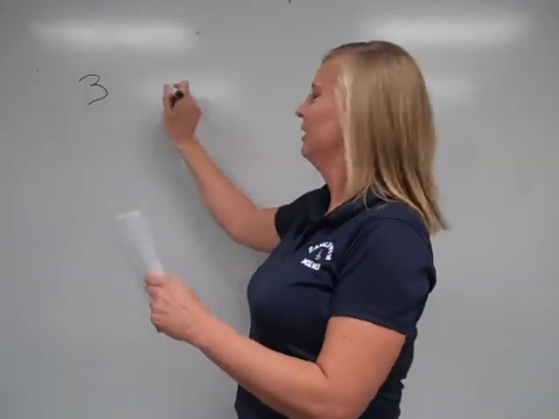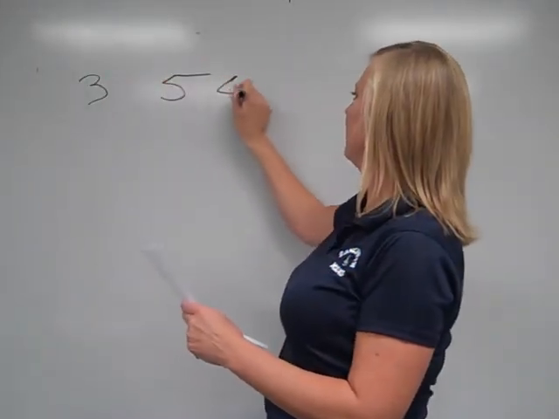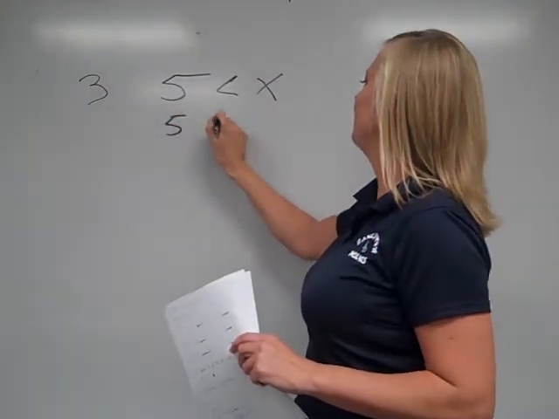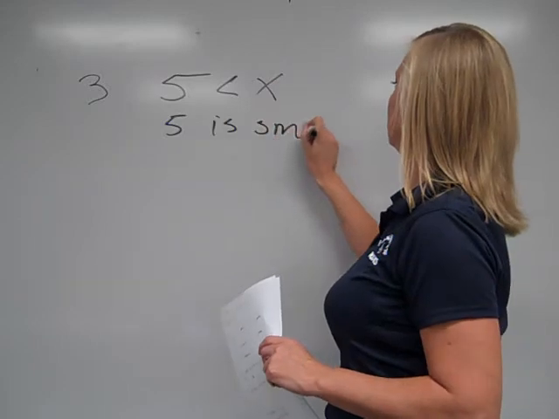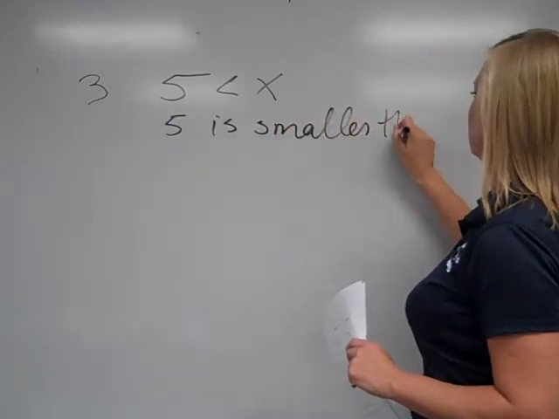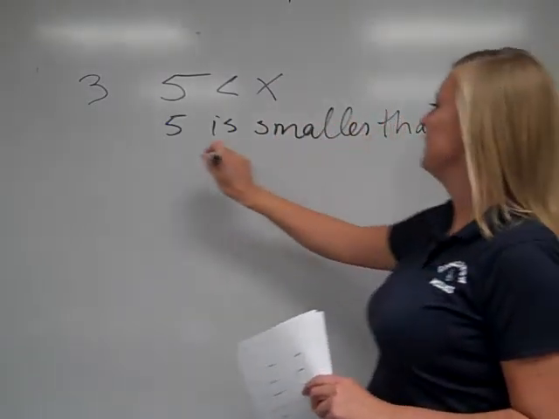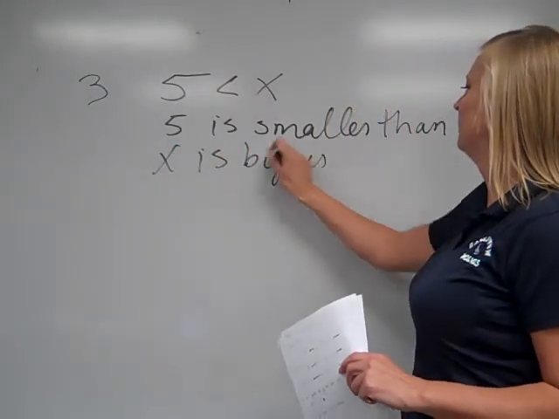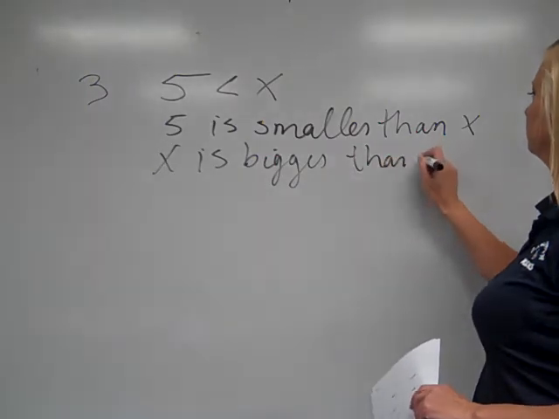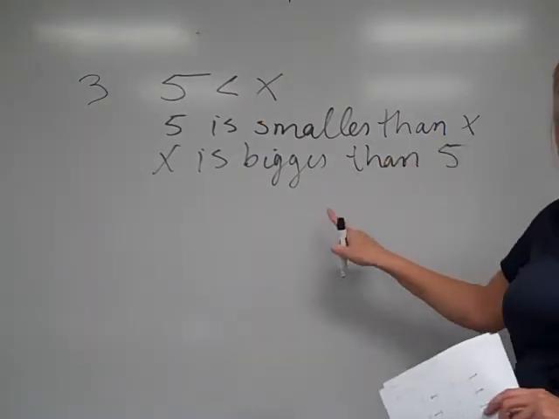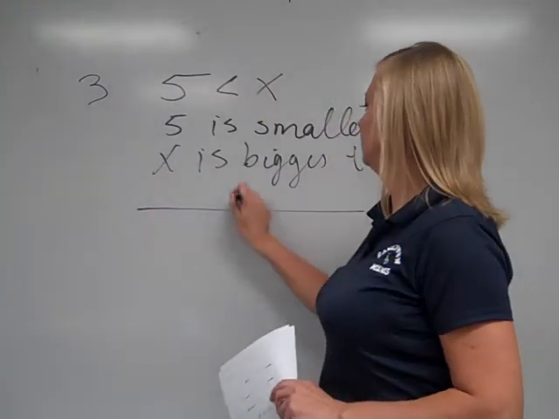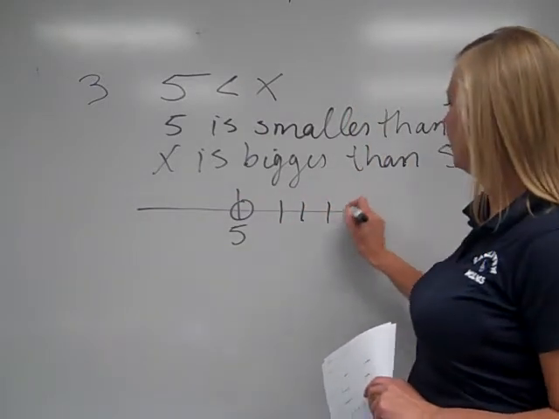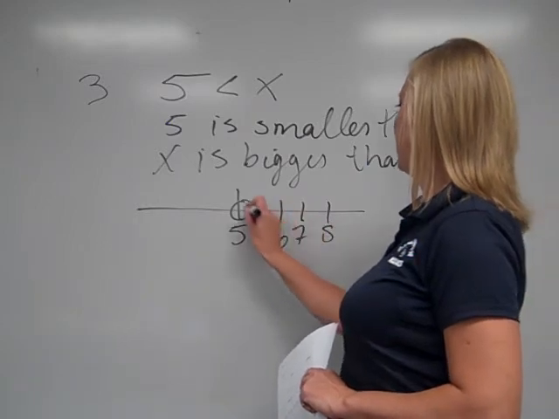Number 3, 5 is less than x. Now, this one's tricky because we know that 5 is smaller than x. That also means that x is bigger than 5. Now we have an easy problem that we can graph. So then we want all the big x's, like 6, 7, and 8.